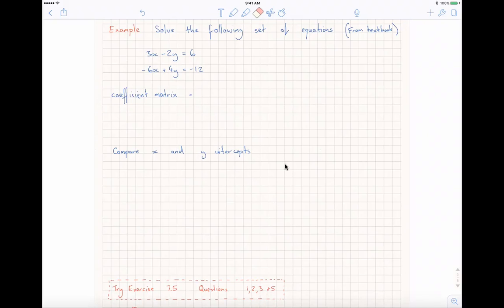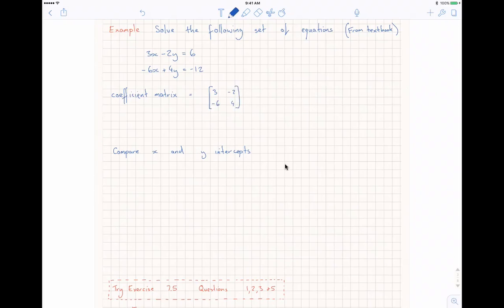So to solve the following set of equations from this example, we've got 3x minus 2y equals 6 and minus 6x plus 4y equals minus 12. The first thing we're going to do, of course, is write down the coefficient matrix. So we have 3, minus 2, minus 6, and 4.